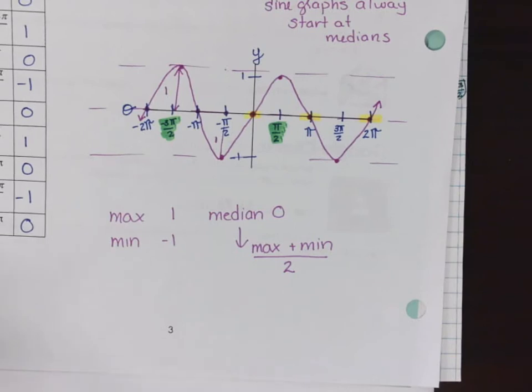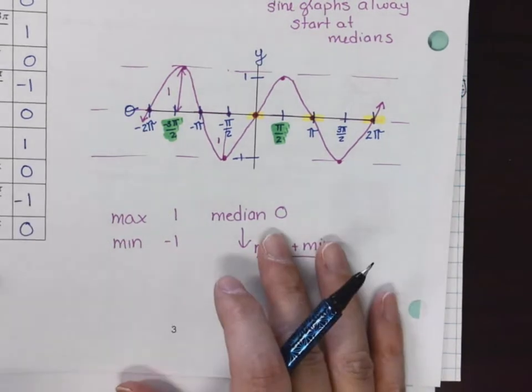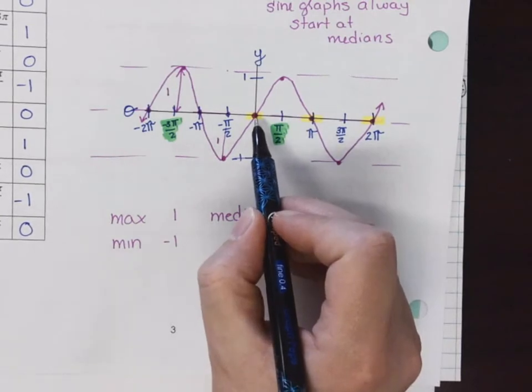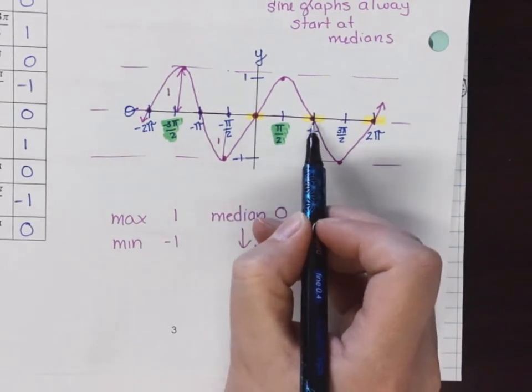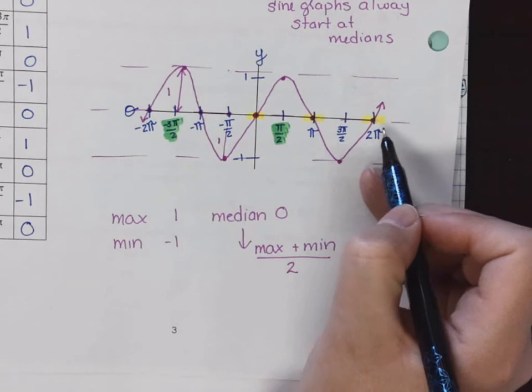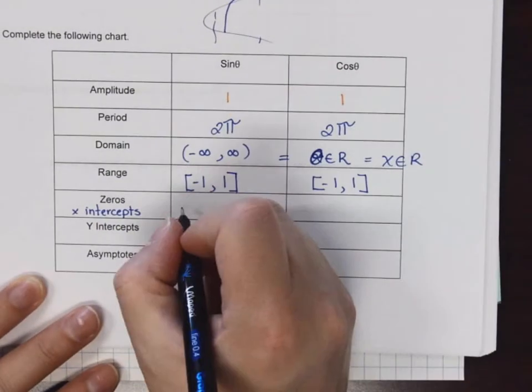Negative infinity to pi. We've got to do a general statement. Where's the first place we see it? 0, 0. And how far do I have to get to my next one? Pi. And so just measure here. From pi to 2 pi, is that also a distance of pi? Yes. Okay, so now we're going to do a general statement.